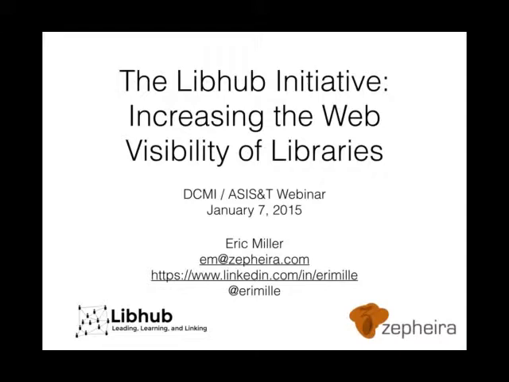In 2012, Zafira partnered with the Library of Congress to produce BibFrame, a linked data model for bibliographic data that meets the needs of FRBR and RDA while setting the stage for broader access and use of bibliographic information as linked data. In July of this year, Zafira launched the Libhub Initiative, which aims to use the BibFrame linked data model to increase the web visibility of library assets and to offer an opportunity to explore the promises of linked data and BibFrame for libraries. And it's in the context of these latter activities that we frame today's webinar.